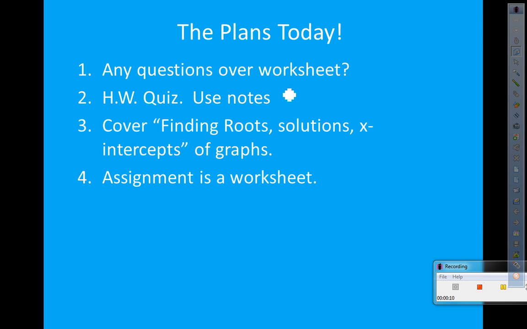And what I need to cover with you today, even though I'm not there, is very, very similar to the exact same thing we did last time: finding root solutions and x-intercepts of graphs. The big thing today, though, is I need you to realize that these are all the same thing. And really, overall, it's just one baby step compared to what we did last time.